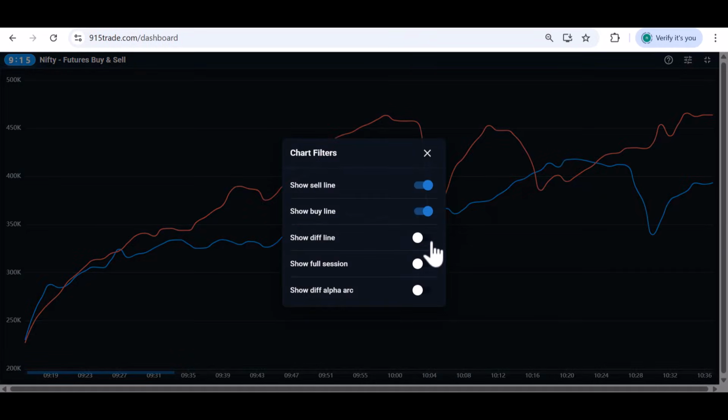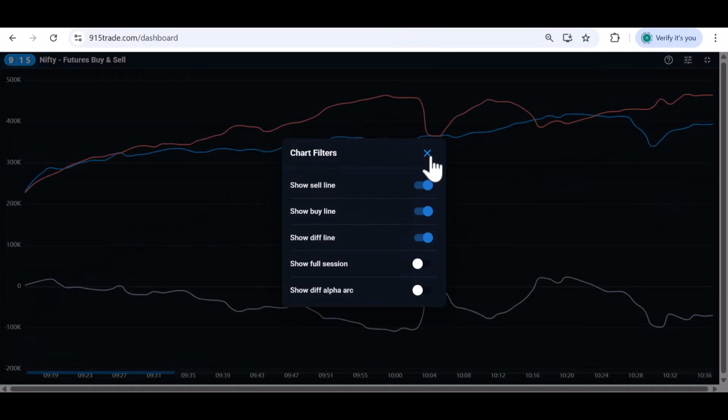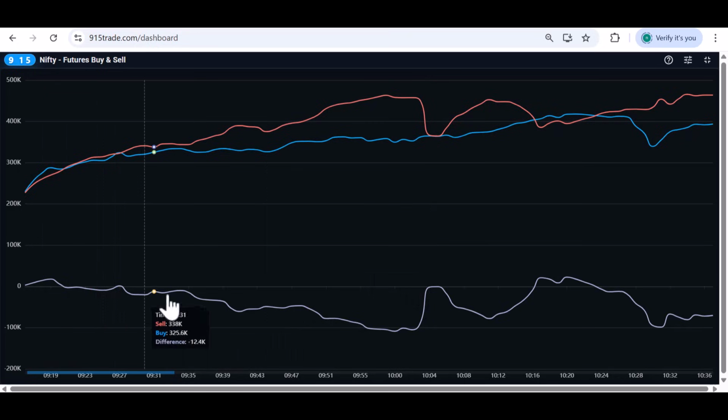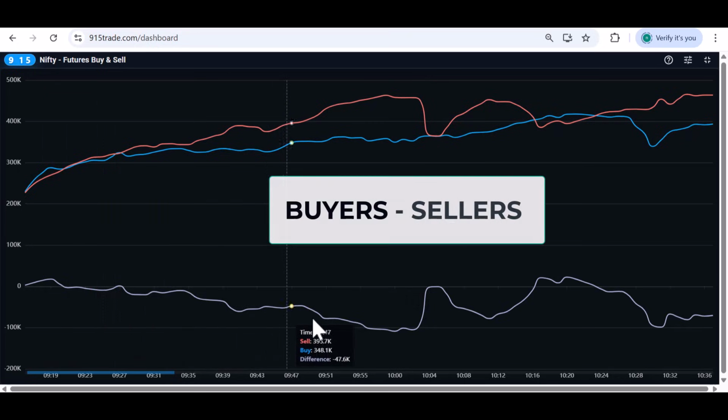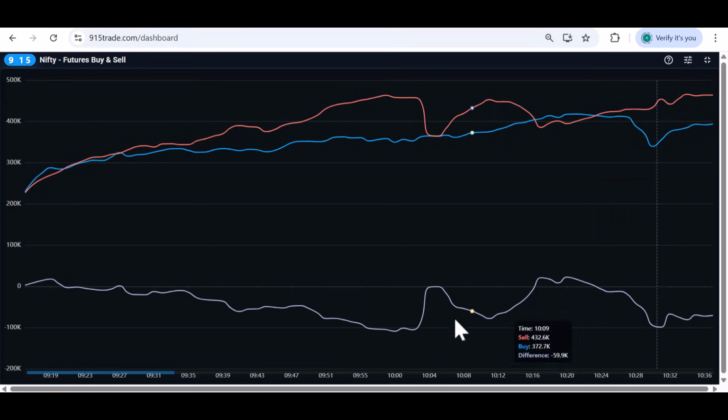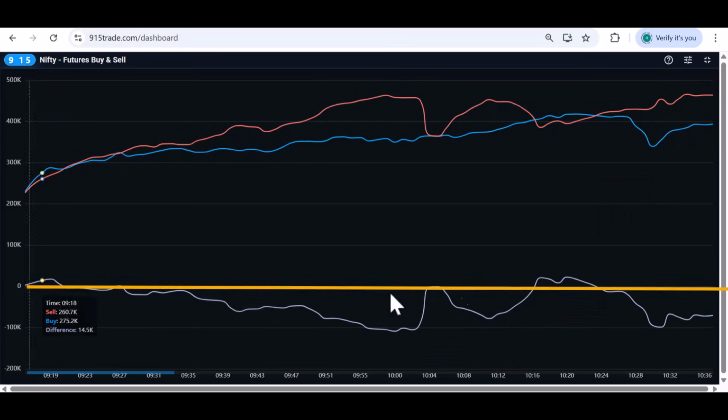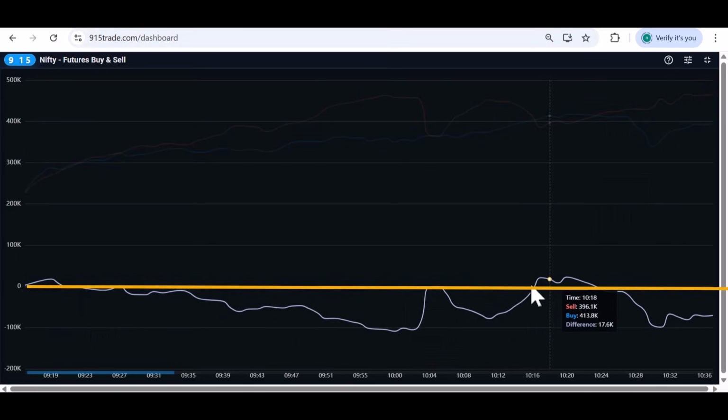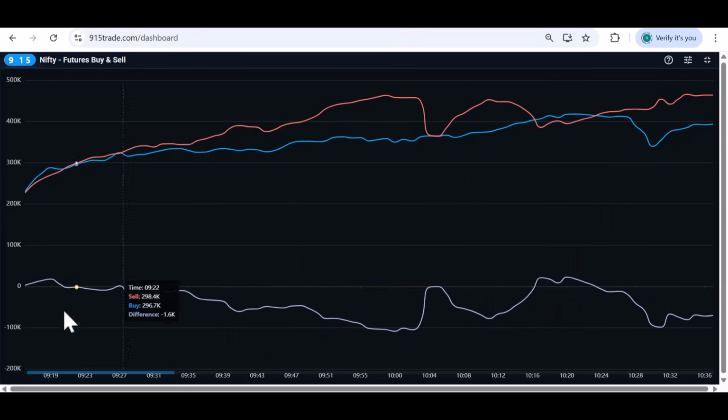The white line is called the difference line. It's very simple. Difference equals green minus red. When the difference line is above 0, it means buyers have been stronger overall. When it's below 0, it means sellers have been stronger. Every time this line crosses the 0 level, the balance of power is shifting. That's a very important moment.